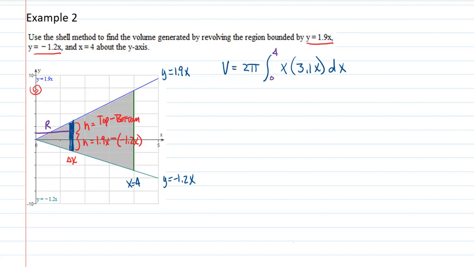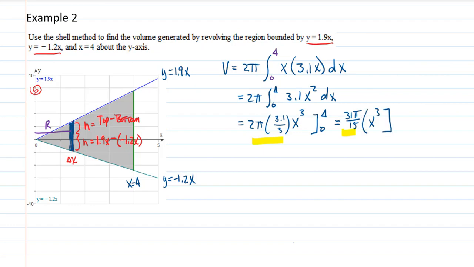And now we want to multiply by x, and that's going to give us 2 pi times the integral from 0 to 4 of 3.1x squared dx. And when we integrate this, we're going to add 1 to the exponent, which makes this x cubed, and then we take 3.1 divided by 3, and we evaluate this from 0 to 4. So that's going to be, let's see, 3.1 divided by 3 times 2 ends up being 31 pi over 15, I believe, times x to the third from 0 to 4.